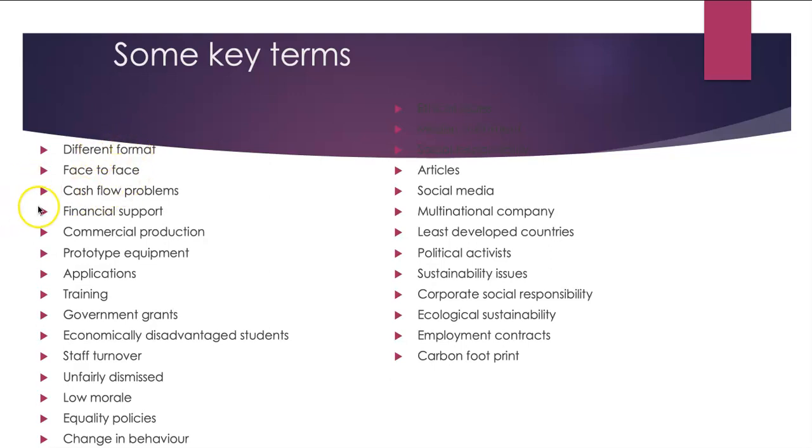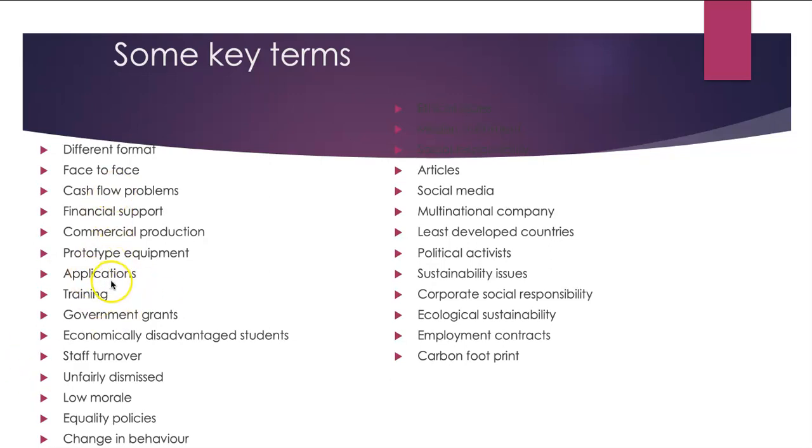They had now face-to-face lessons. As I mentioned before, they had cash flow problems, so they were getting financial support, commercial production in terms of the medicine that they wanted to commercialize if it's approved. The IT department also created a prototype equipment, which can also help in terms of getting the university to be able to manage their financial difficulties.